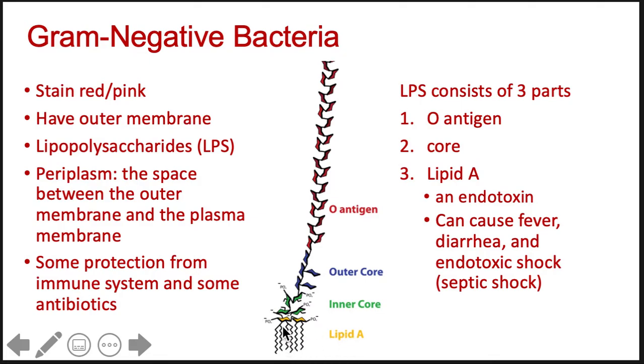And when this becomes free from the cell, and then the host becomes exposed to it, this can act as a toxin. So we call it an endotoxin because it's usually inside of the bacterial cell. But when it does become free, then it can act as a toxin. It can cause fever, diarrhea, and can even lead to endotoxic shock, or what is also called septic shock.